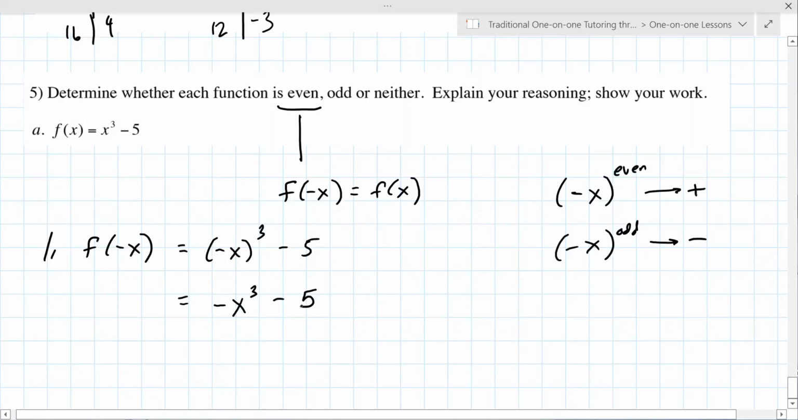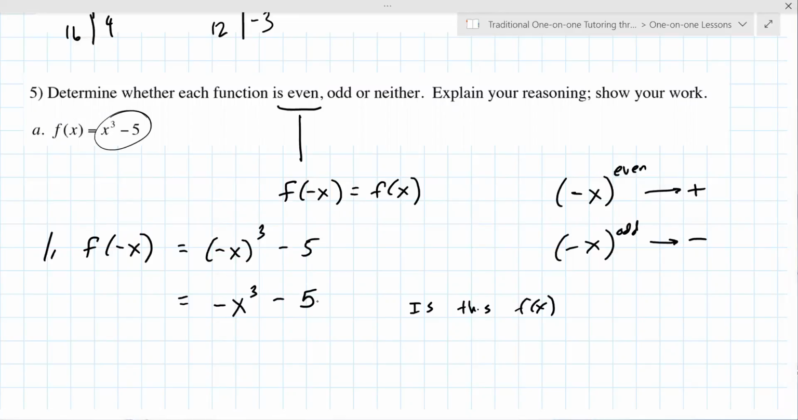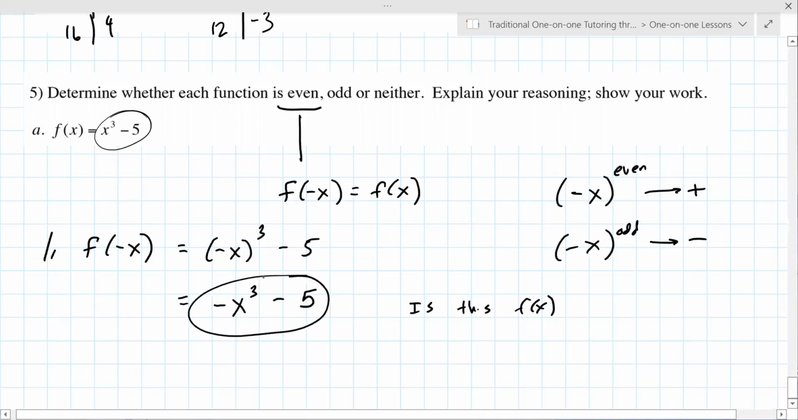Now, the very first question you ask yourself is, is this right here the same as f of x? It has to be exactly the same. Is this the same as f of x up here? Exactly the same, no changes. Is it exactly the same as what you have there? No. If it were yes, this is what's important, then it is even.